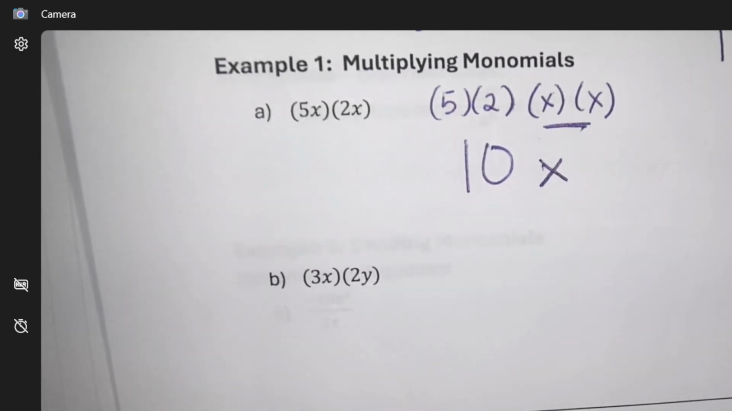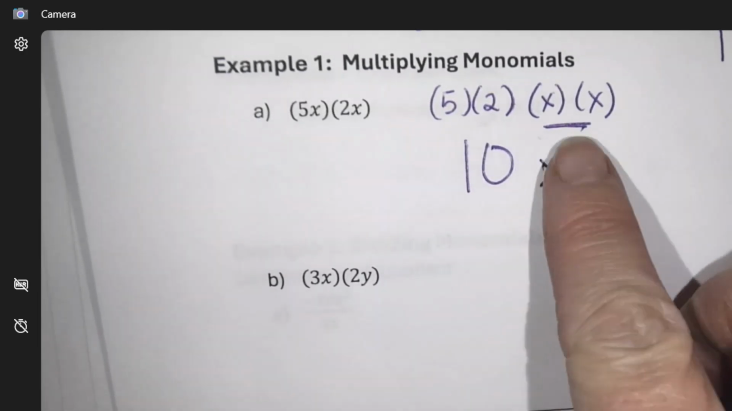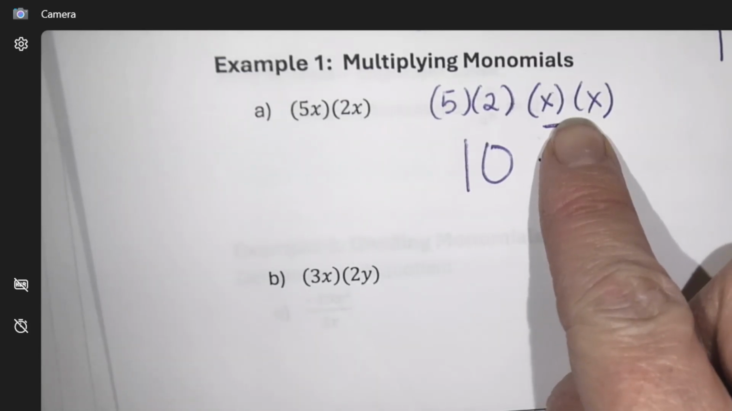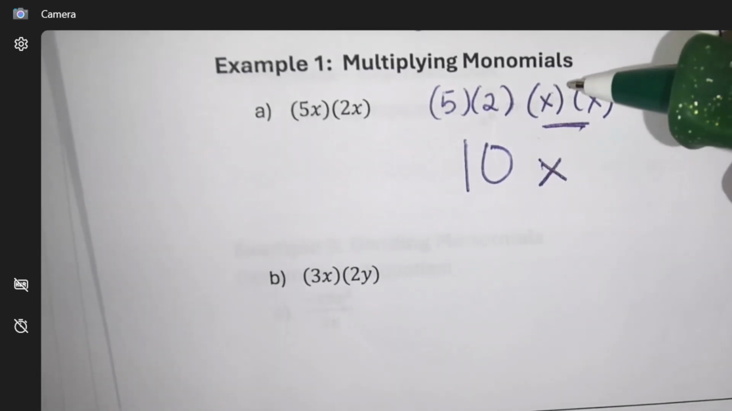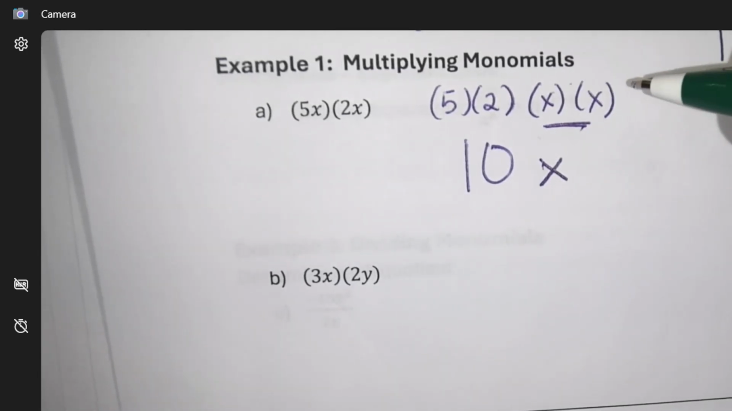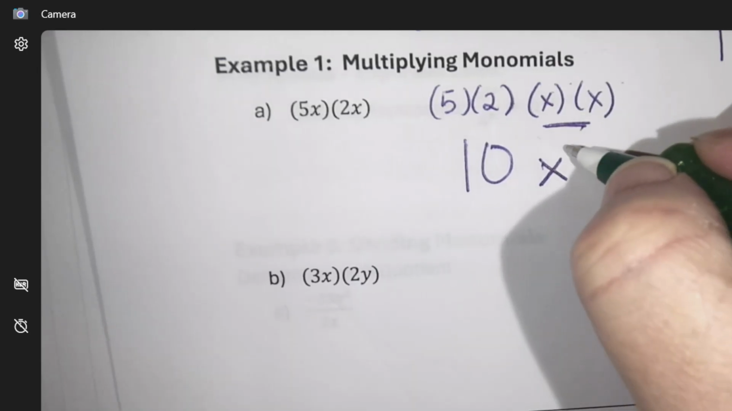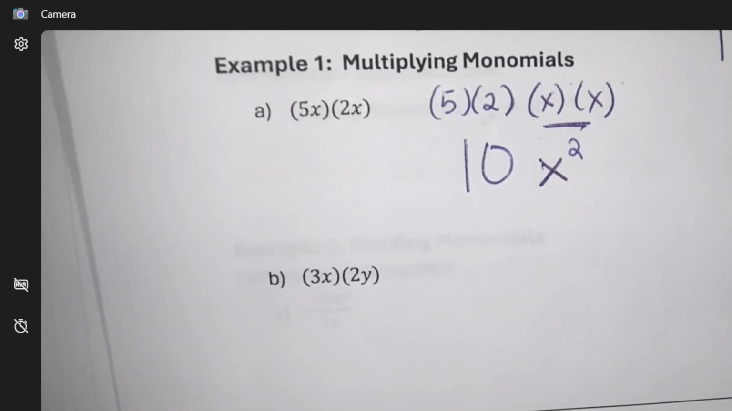x squared. What's the rule? What do you do when you multiply? Add the exponents. So what's on the top of this one? 1. What's on the top of this one? 1. So this is a 2.